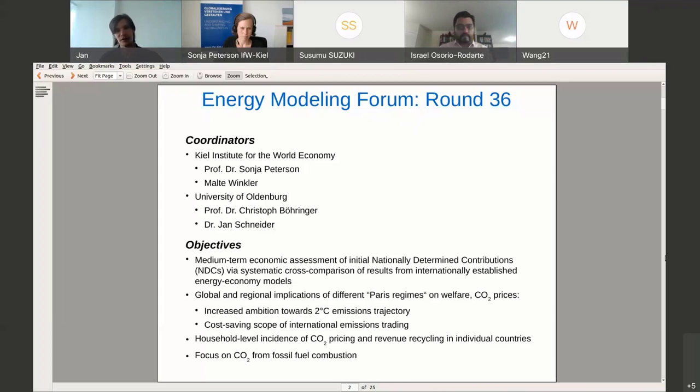And also we have an additional part on household-level incidence. In our case, that is on income deciles, of CO2 pricing combined with revenue recycling back to households in individual countries, also in the context that we lay out here in our different Paris regimes. The focus of the whole study is on CO2 from fossil fuel combustion as the major anthropogenic greenhouse gas.